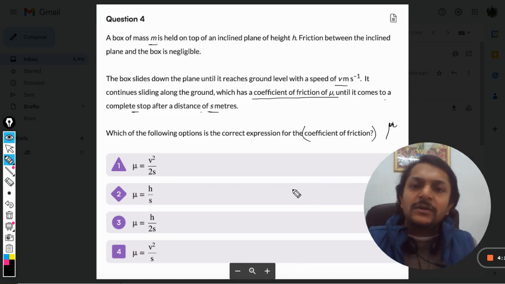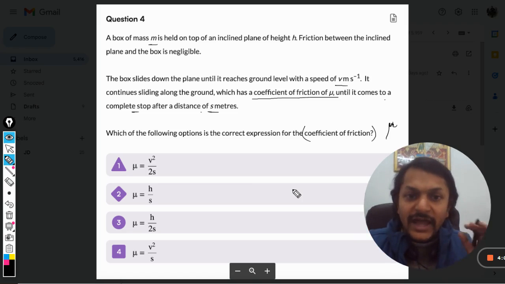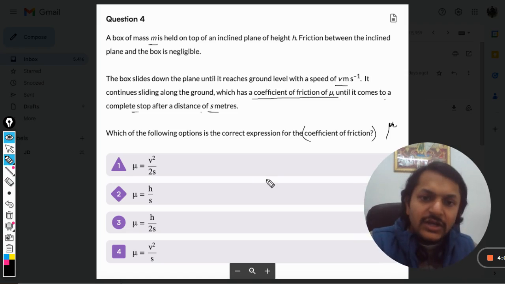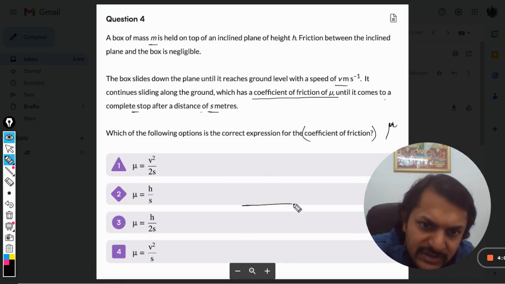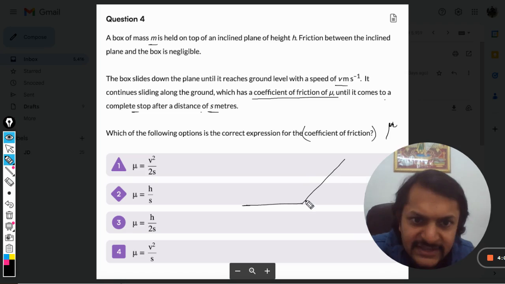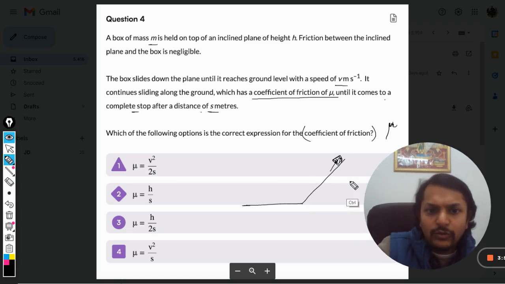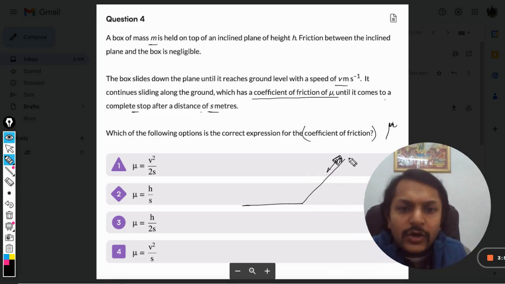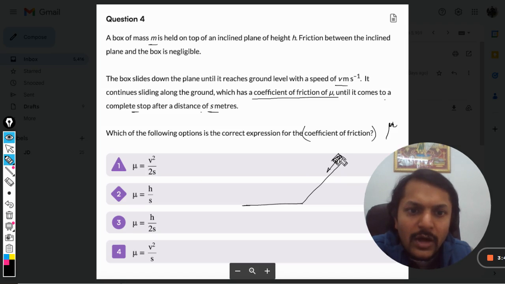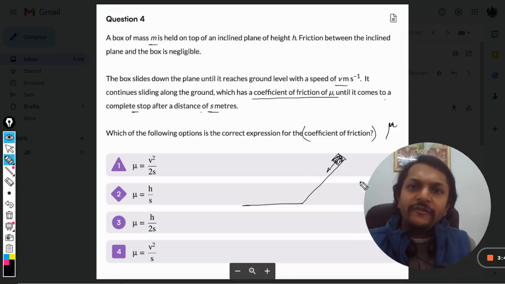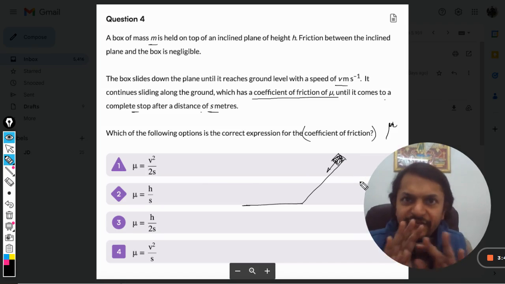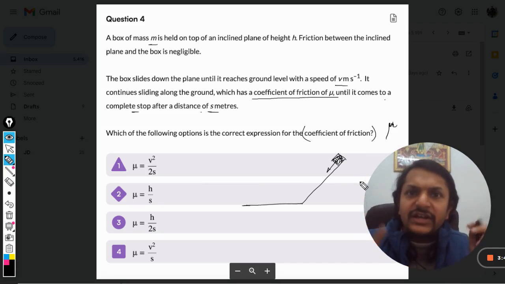So this topic relates to the work, energy, power topic, and so we will be talking in terms of energy and the negative work that is done by friction. So what is now happening here? This is the horizontal ground and this is the inclined plane. So this is the box that started sliding down. Okay, and now I am not going for the forces here. I'm not considering forces at all. I am only considering energy.